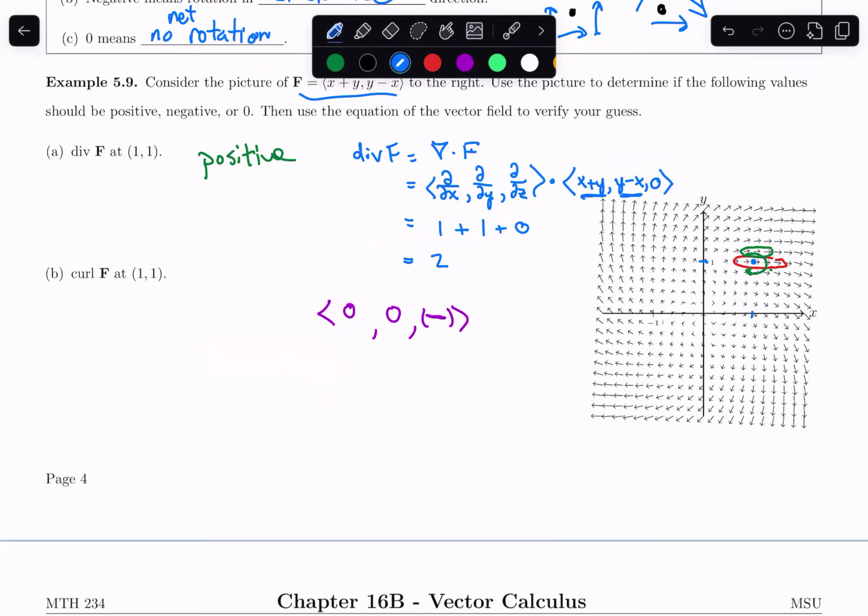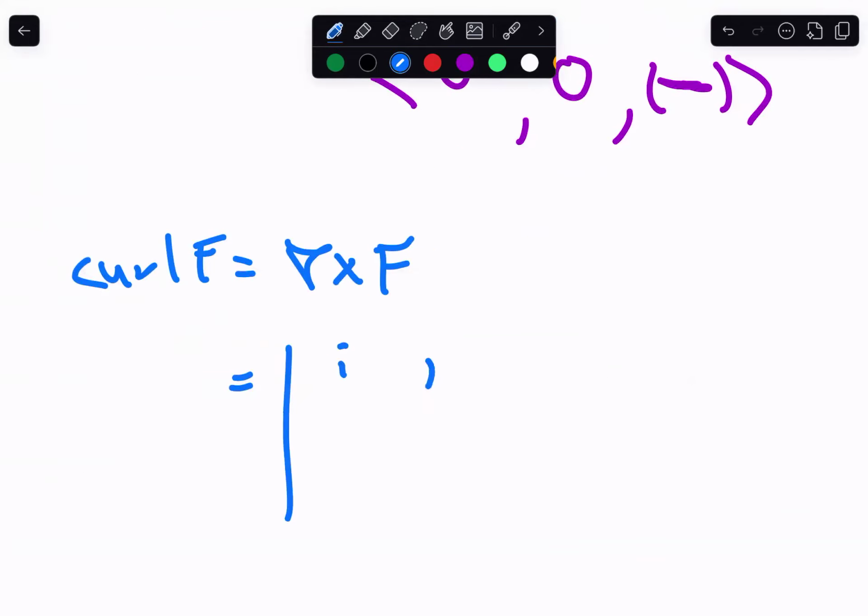So let's go ahead and now calculate it out. So curl of F. Again, we have a cross product.